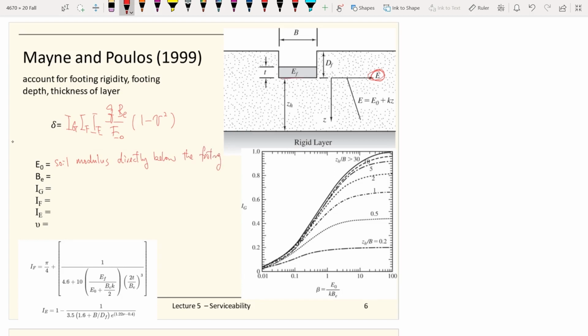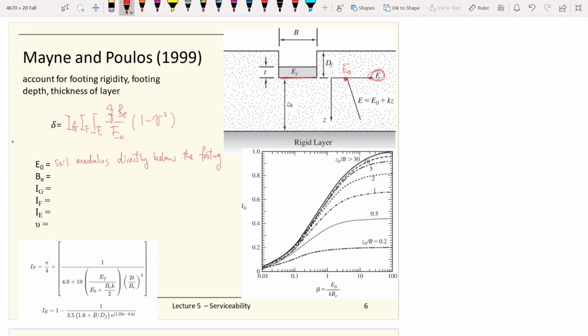So that's why E naught is here. And they started the depth here at the face of the bottom of the footing. So this point is your E naught. The B sub E is the equivalent circular footing.